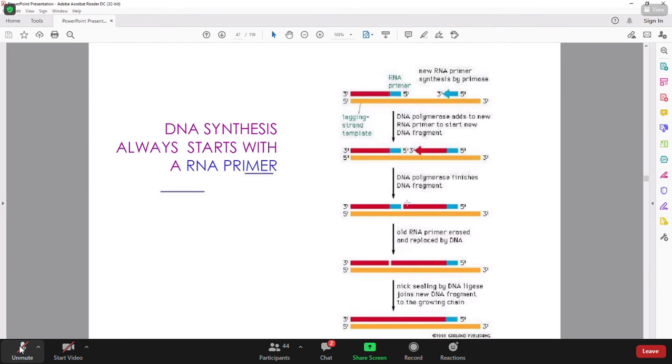When there is a gap between the newly synthesized DNA, the old RNA primer is going to be degraded, erased and replaced by DNA, and the gap between DNA is going to be closed by DNA ligase. It joins the new DNA fragment to the existing chain, so it helps to close any gap between the new DNA fragments.